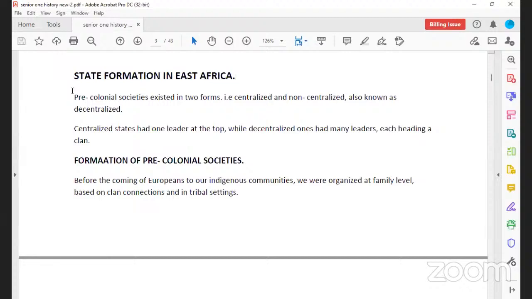Pre-colonial societies existed in two forms: centralized and non-centralized. When we talk about centralized, that means that there were, for instance, kings and chiefs, whereas the non-centralized means that they weren't organized in that line of leadership.